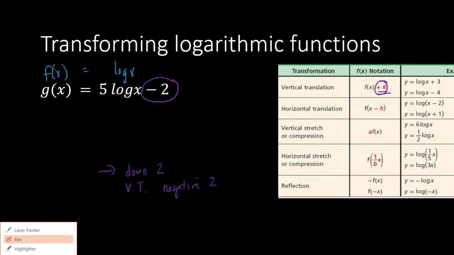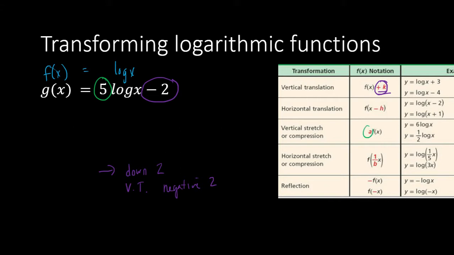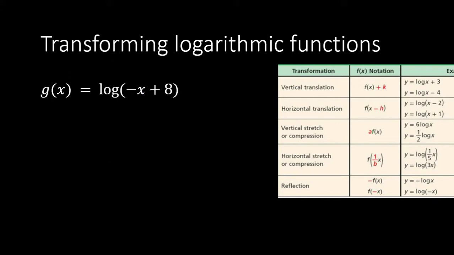But that's not all I've done. I've also multiplied the expression by 5. So what happens when I do that? Well, as you see here, if I multiply the equation by a whole number, that means a vertical stretch. So I've vertically stretched by a factor of 5. So those are the two things I did to change this equation and make it different from my original parent function. Let's do another example.